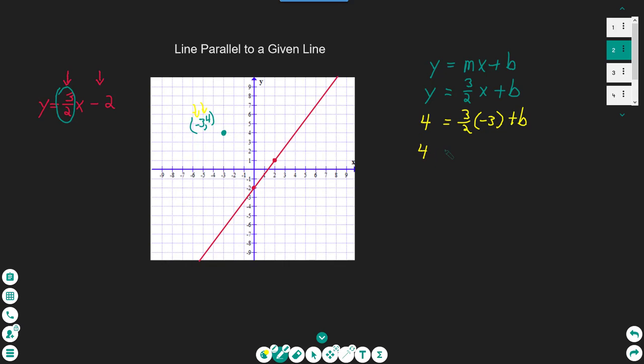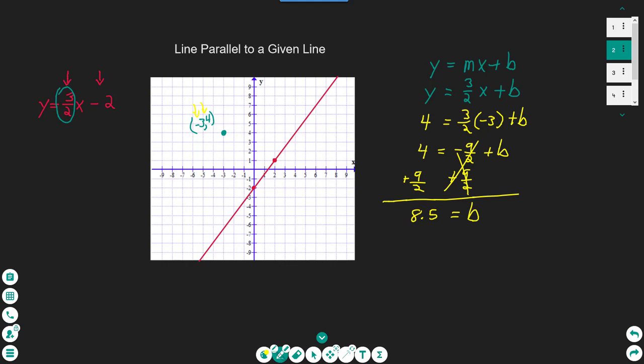So it's 4 is equal to -9/2 plus b. And then if we add the 9/2 to both sides, 9/2 is the same thing as 4.5. So 4.5 and 4 is going to be 8.5. These eliminate, and we're left with b. So there is our b. That is our y-intercept for our new line.